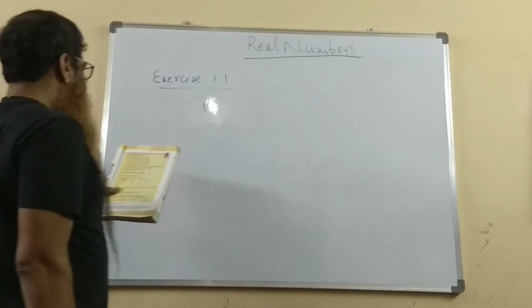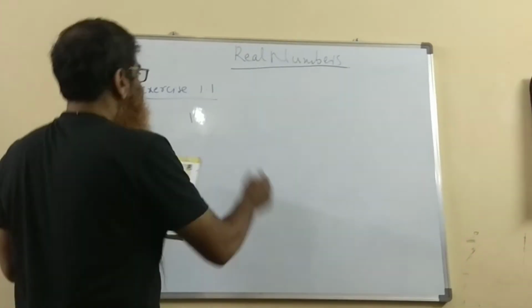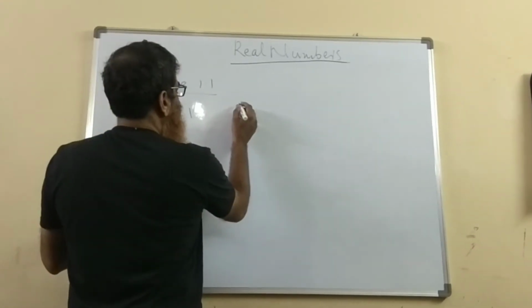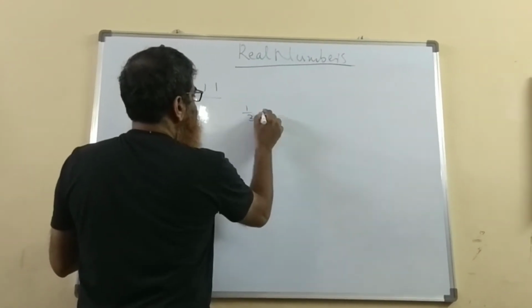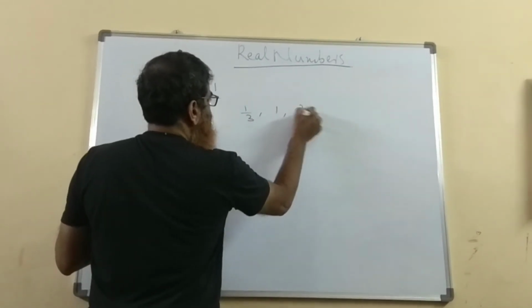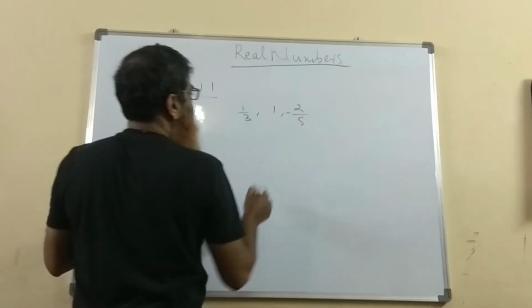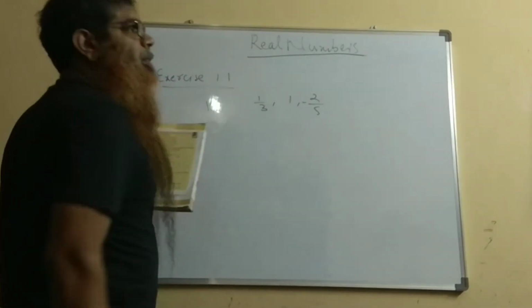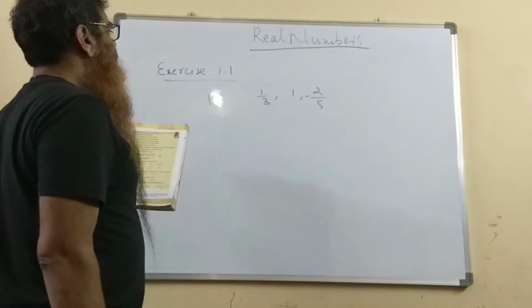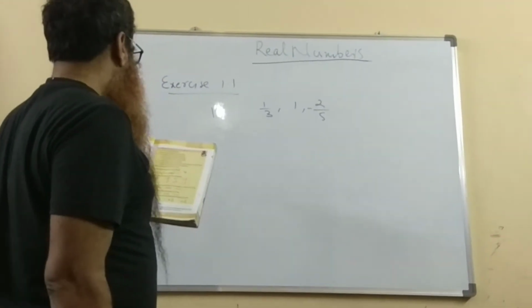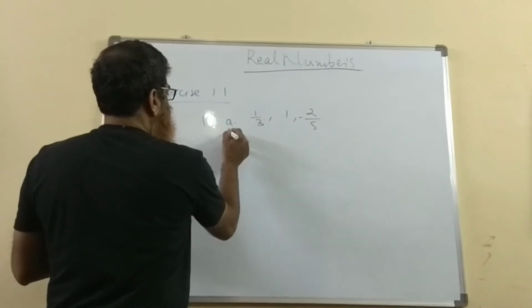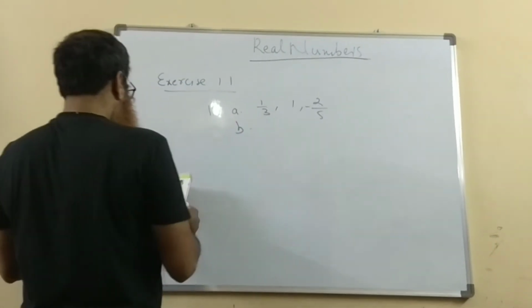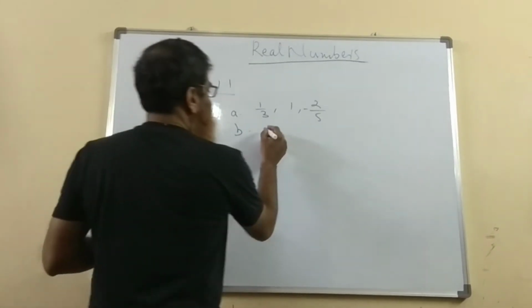First question, part A: write any three rational numbers. 1 by 3, 1, 2 by 5, minus 2 by 5. You can write many rational numbers. Then part B: explain rational number in your words.